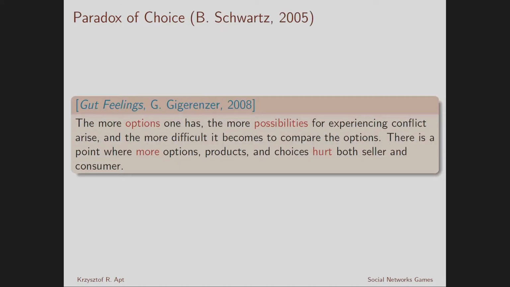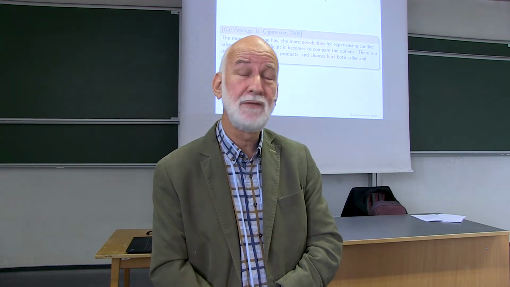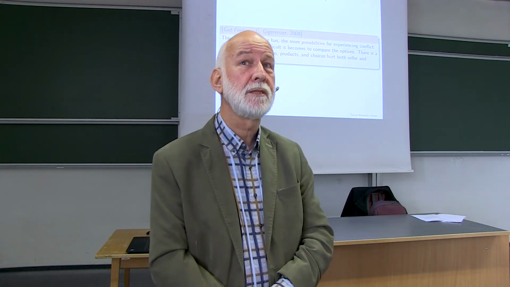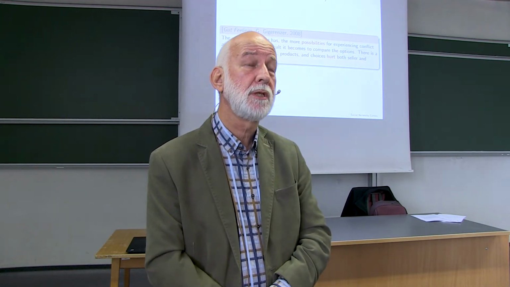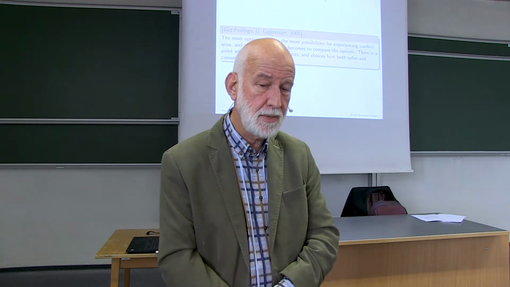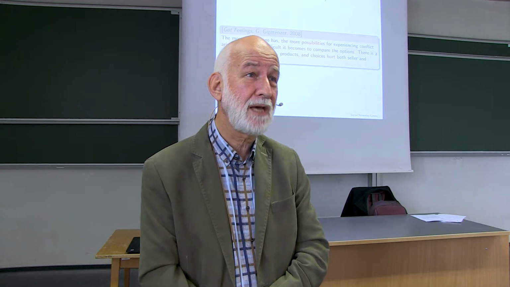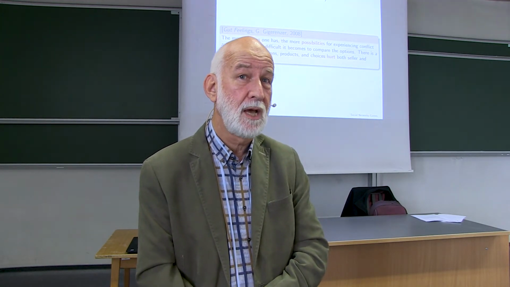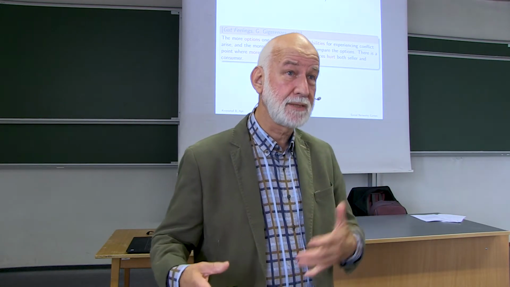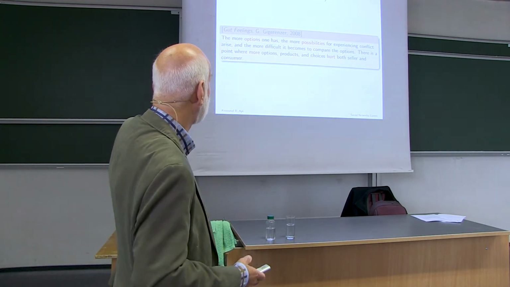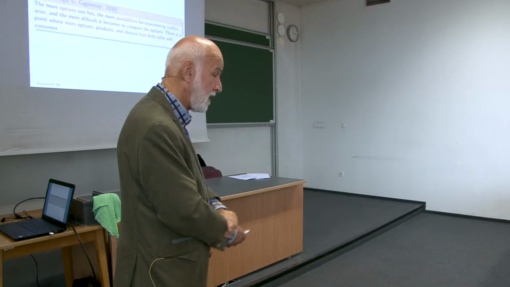So now I will discuss a paradox which was identified by a psychologist, and it is a very influential paradox. It even has a page in Wikipedia, so nowadays it doesn't mean much. And this is a book which was quite important because it was the first evidence that this affluent society in which we live causes problems. And there is a book by a German psychologist, Gigerenzer, called Gut Feelings, who provided, in my opinion, a very good summary of this paradox.